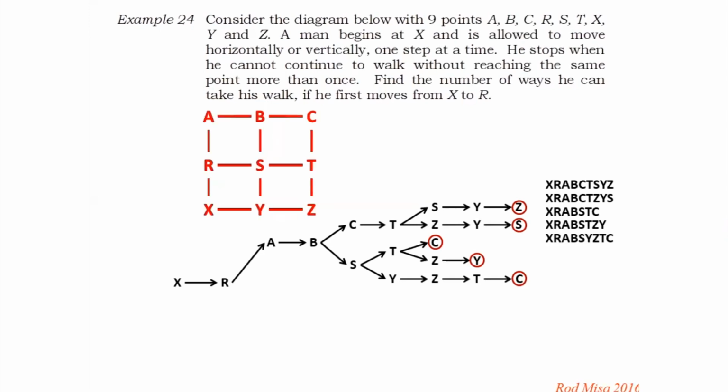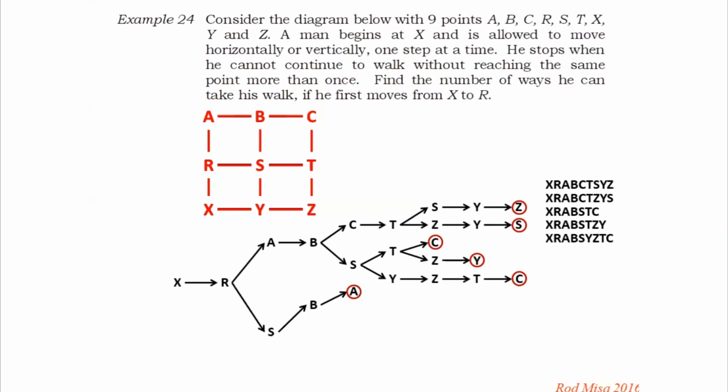Then another outcome of his walk, he started at point X and then point R, but instead of moving to point A, he moves to point S, and then from S to B, and then move to A here. But he stops because he cannot move anymore since he has passed already points R and B.